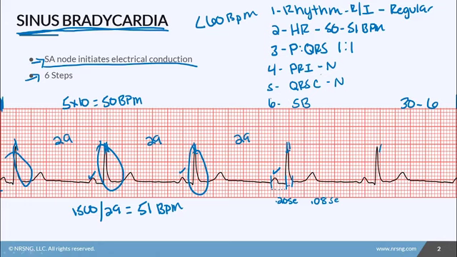So let's recap and break it down and look at the characteristics of sinus bradycardia. The rhythm is a regular rhythm. The heart rate is between 50 to 51 beats per minute. Our P to QRS ratio is 1 to 1. Our PR interval is normal. Our QRS complex is normal. So our rhythm is a sinus bradycardia.